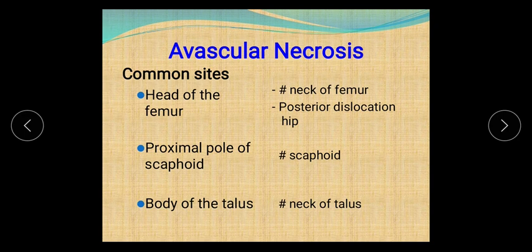The common sites of AVN are the head of the femur. This occurs when there is a fracture of the neck of the femur or when there is posterior dislocation of the hip. The proximal pole of the scaphoid gets AVN due to fracture of the scaphoid. You have to note that the proximal parts are getting necrosed because the blood supply is from distal to proximal. Here also the same. The body of the talus undergoes AVN when there is fracture of the neck of the talus. Here also the blood supply is retrograde, that is from distal to proximal.